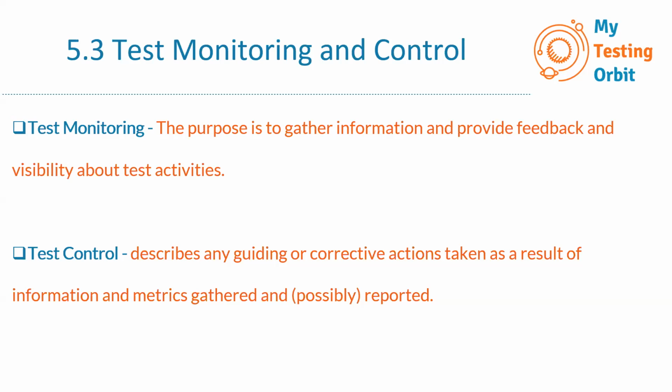Because let's say that we planned something in the beginning. After that, once we have started any test activity, and as we are monitoring the progress of that test activity, we come across something which was not as per plan. There was some deviation. Then of course we need to take some corrective action in order to keep that on track as much as possible. And that's what test control does.